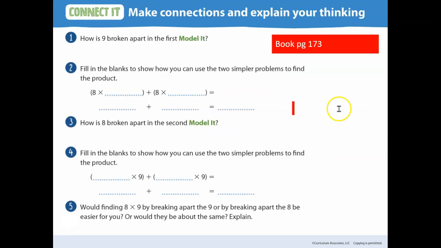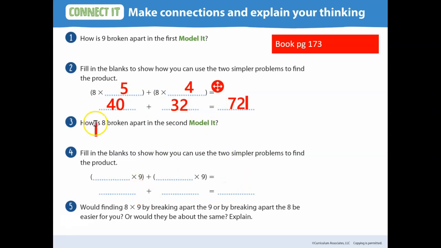When you go to page 173, it says how 9 is broken apart. Well, what were the two numbers that we broke 9 apart into? 5 and 4. So what's 8 times 5? 40. And then 8 times 4? 32. If I add them together, I get 72.